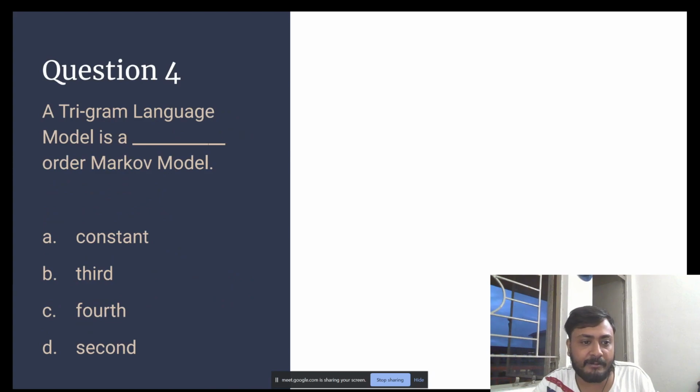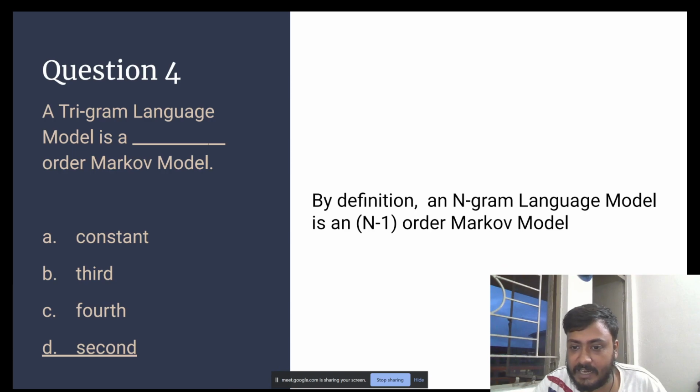So a trigram language model is a dash order Markov model. The answer is second. Why? Because by definition an n-gram model is an n-1 order Markov model. So if you have a trigram model, for any token, you are trying to find out its probability given the previous two tokens, right? That is how a trigram model works.